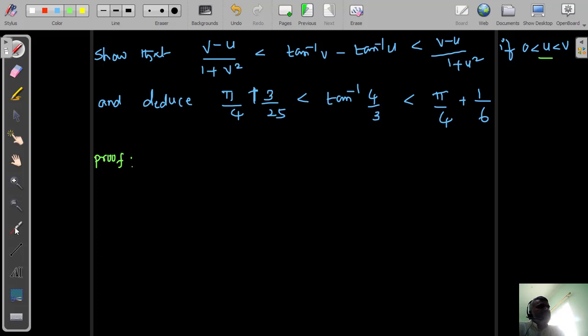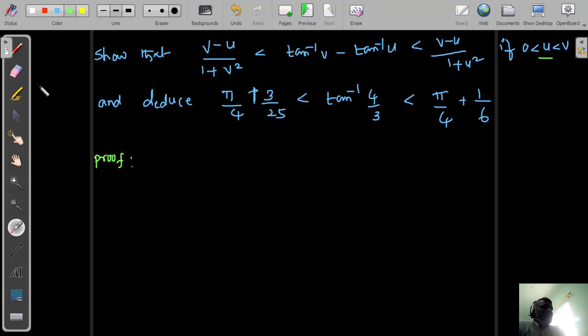So how do you choose the function? By inspection only we need to choose a suitable function. First concentrate on this inequality: tan inverse v, tan inverse u. So let us suppose the function is tan inverse x. The interval is 0 less than u less than v, so you can choose the interval u to v. Afterwards apply the conditions of the theorem, and with the help of the theorem statement we can deduce the result.